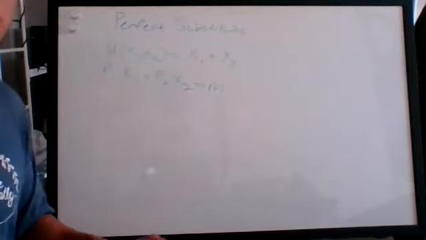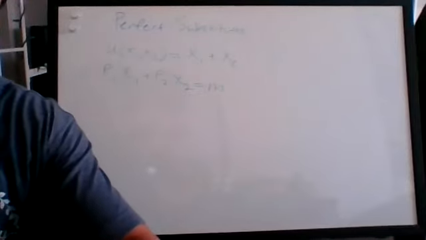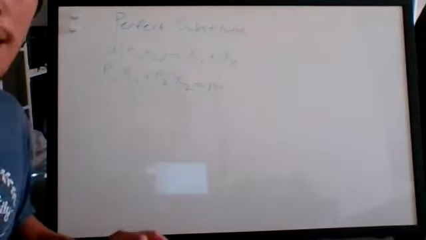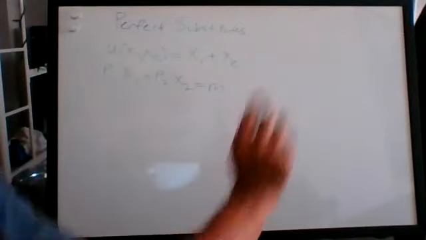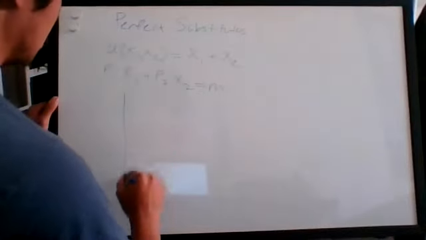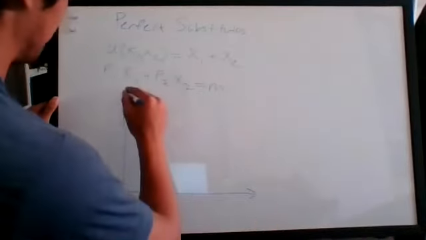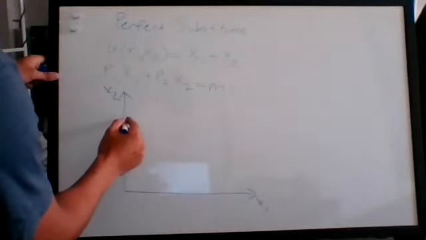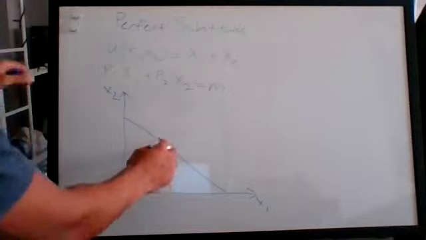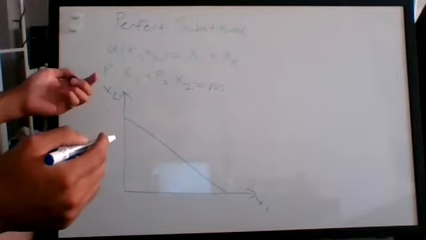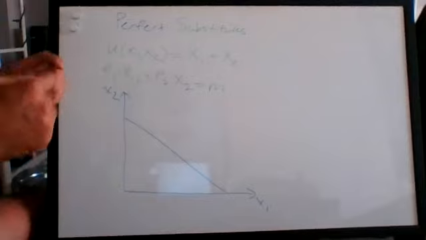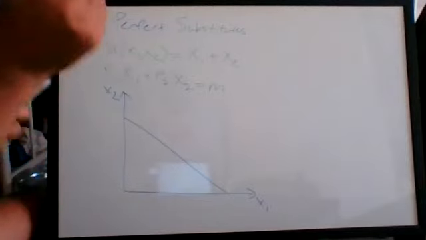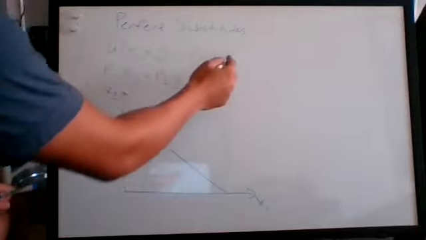But for now, assume that you're going to prefer one good or another, right? So let's take a look. In this case, we know that our budget constraint is going to look something like this, where it's going to be a straight line. We don't exactly know what the slope of this is because we don't know what the prices are. In this case, we're also going to have x1 and x2.